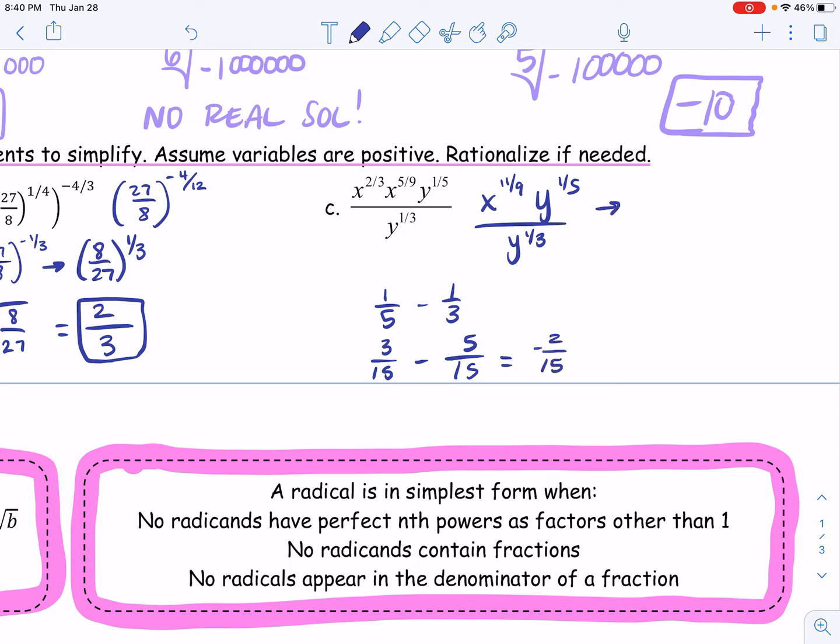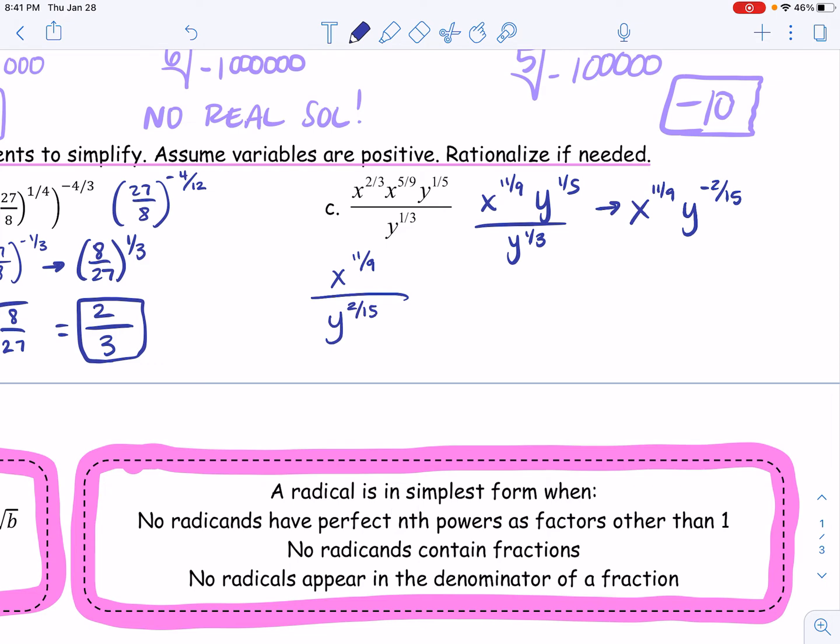So technically, this now becomes x to the 11 over 9 and y to the negative 2 over 15. But we know what to do when we have a negative exponent. We bring it to the bottom. So now we have x to the 11 over 9 divided by y to the 2 over 15. I can't leave my answer like this because I have a radical in the denominator. That's technically the 15th root of y squared. So I need to multiply by something that's going to add to that exponent to make a whole number. So what plus 2 over 15 will give me a whole number?